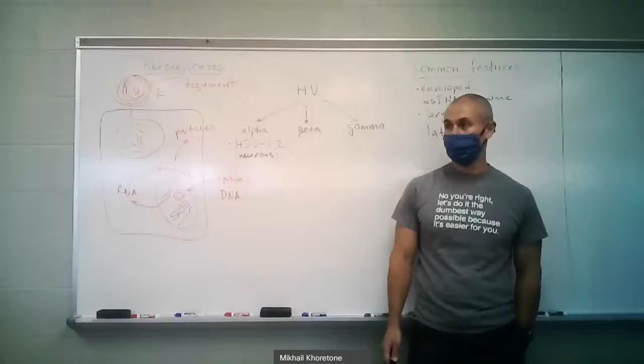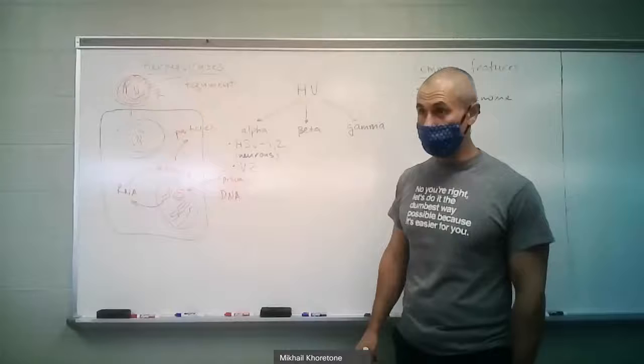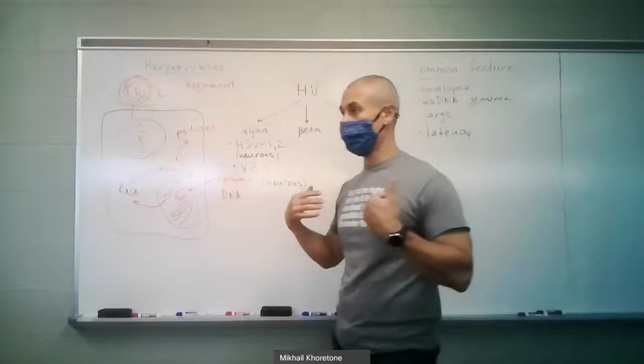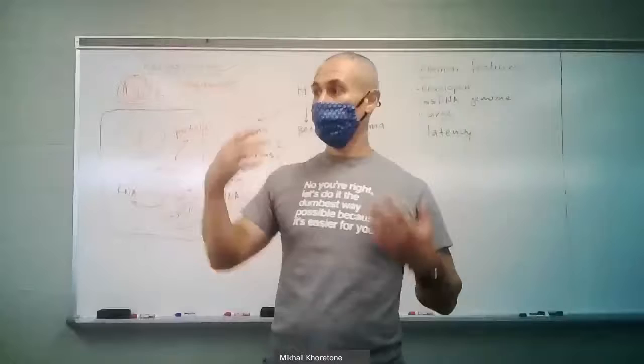Another alpha herpes virus is VZV, or varicella zoster virus. You know it as chickenpox. Chickenpox also establishes latency in neurons. This time, mostly neurons of the spinal nerves. Now, you all know how chickenpox manifests itself when we're kids. You know, if you had it, or you saw someone who had it.